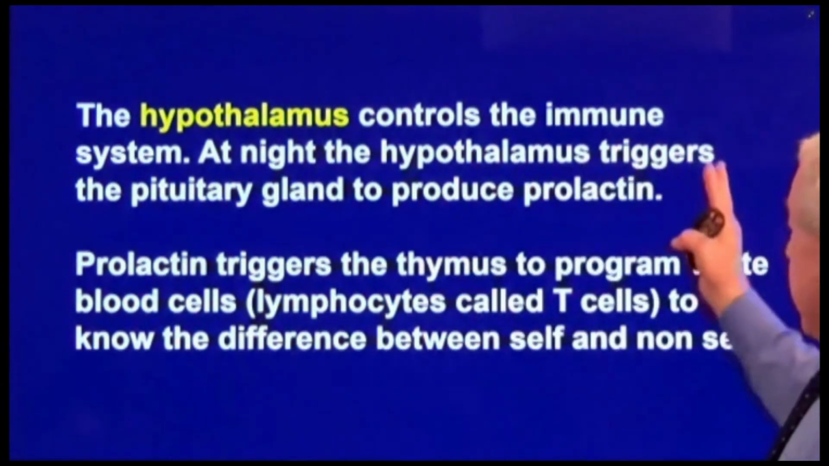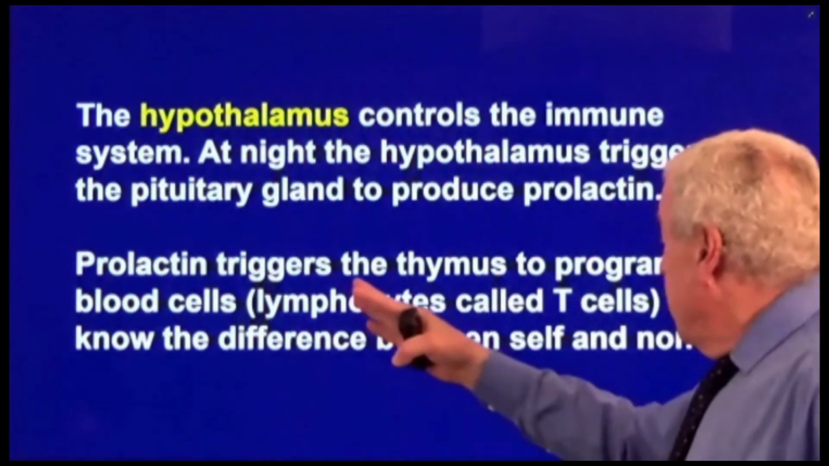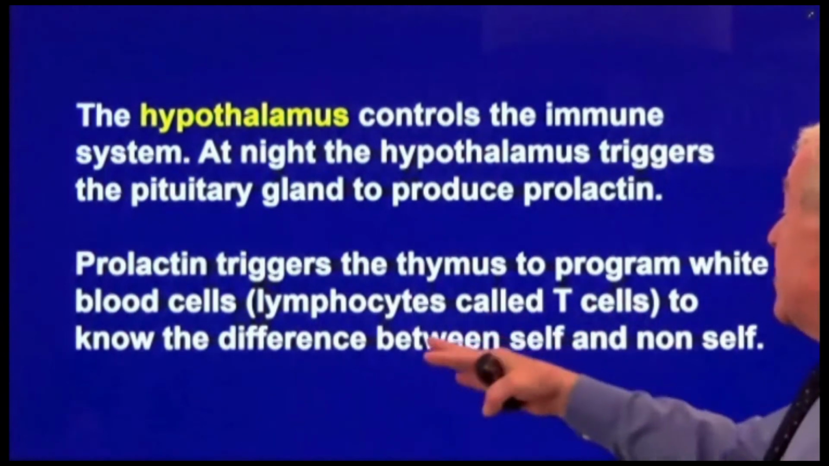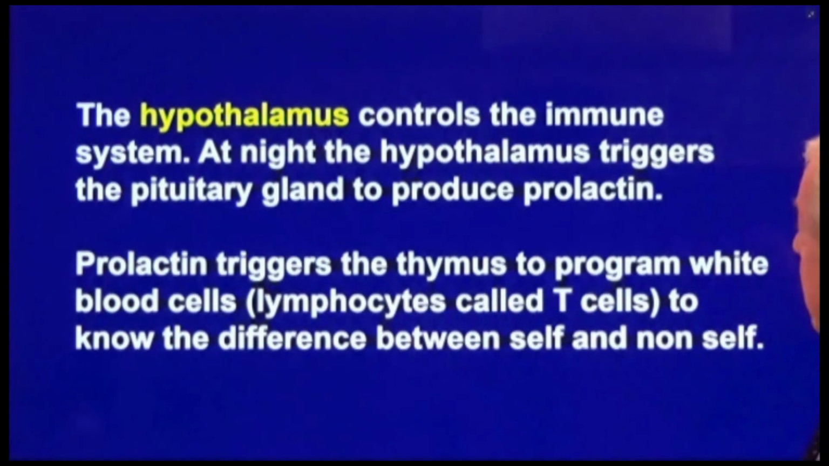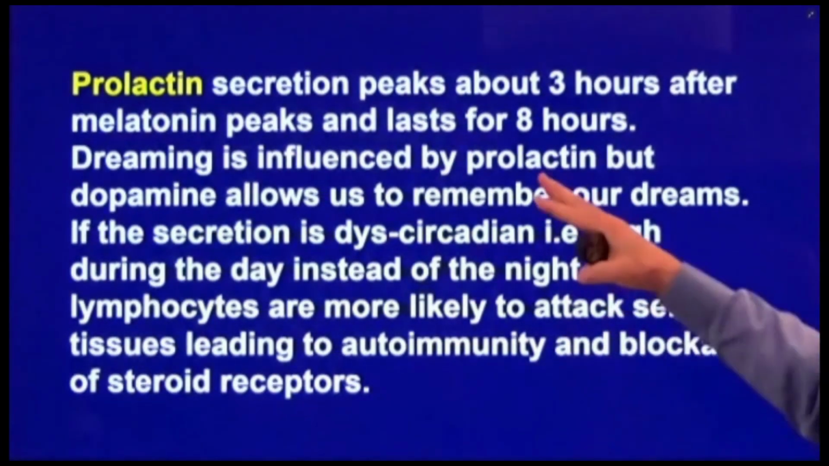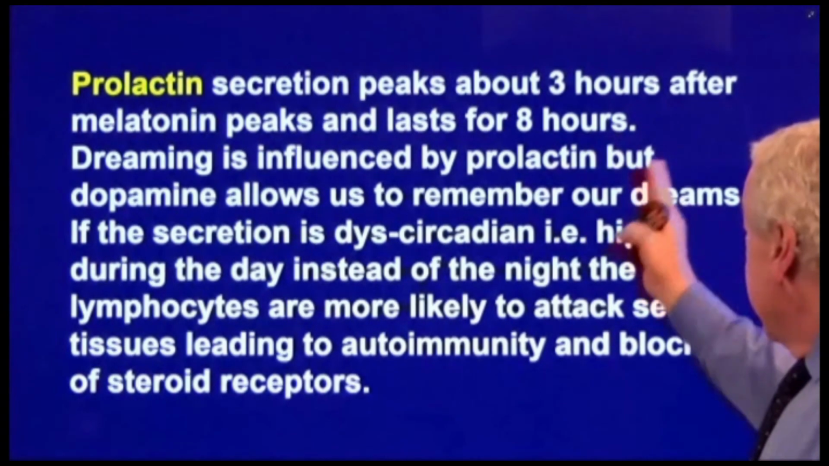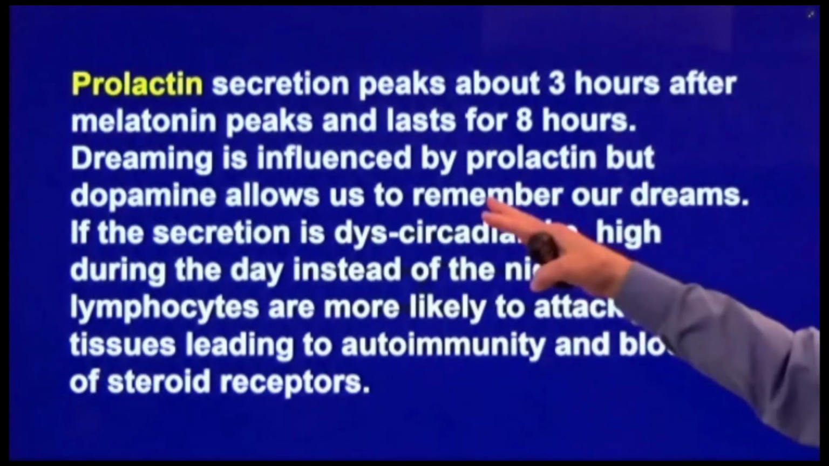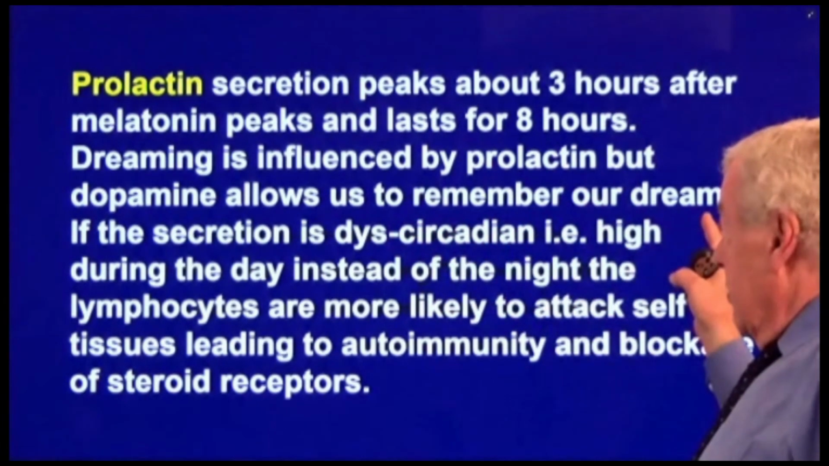At night, the hypothalamus triggers the pituitary gland to produce prolactin. Prolactin triggers the thymus to program white blood cells like the lymphocyte T cells to know the difference between self and non-self. Prolactin secretion peaks about 3 hours after melatonin peaks and lasts for about 8 hours. Dreaming is influenced by prolactin, but dopamine allows us to remember our dreams.